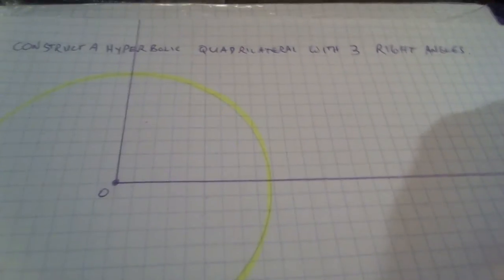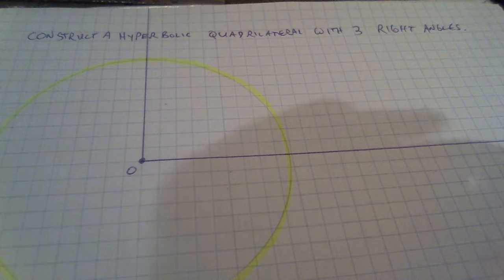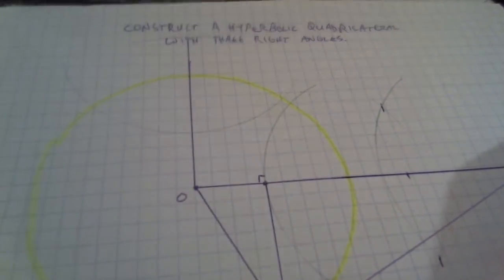All right, one more book-like problem. We have to construct. There's a bunch of construct problems. Let's say we wanted to construct a hyperbolic quadrilateral with 3 right angles. Well, let me show you how this goes if you're not too careful. I thought, well, let's just give it a try.